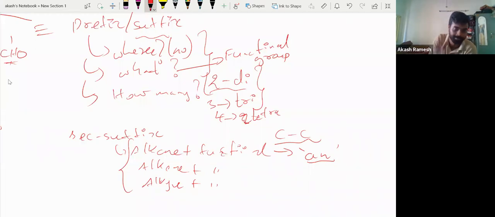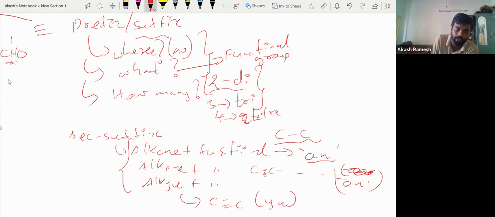Now if it is an alkene, when you have a C double bond C and a functional group, not on the same carbon atom, say somewhere away, whatever it is, but the moment I see a double bond and there is a functional group, then the secondary suffix you will use is not ENE, it is EN. And in the same way, if you have a C triple bond C and there is a functional group, you will use YN as the secondary suffix.